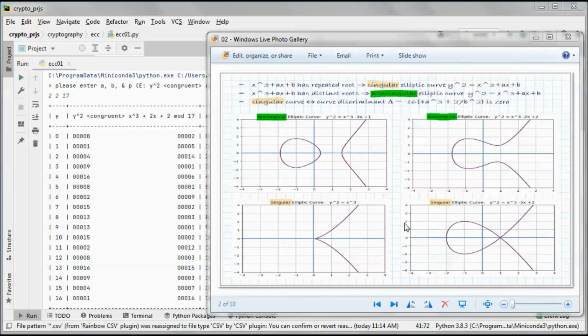Now those two curves are singular, so we don't want to use a singular curve, and a singular curve is when the discriminant delta is 0, like here, so the value of this is equal to 0, and a singular curve has repeated roots, so we want to use an elliptic curve with distinct roots, like those two, this one and this one.